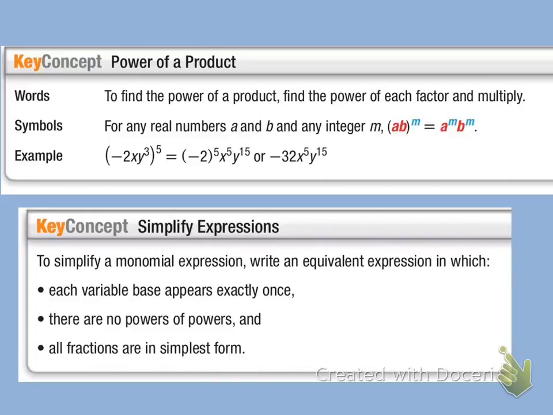To be considered simplified, and that's what the directions are going to say now, is simplify, you need to make sure that each variable base appears once. Not twice, not 3 times, once. And that's the main one. For now, that is the main one. The other 2: make sure there's no power of powers. And the third one, all fractions are simplified, as always.